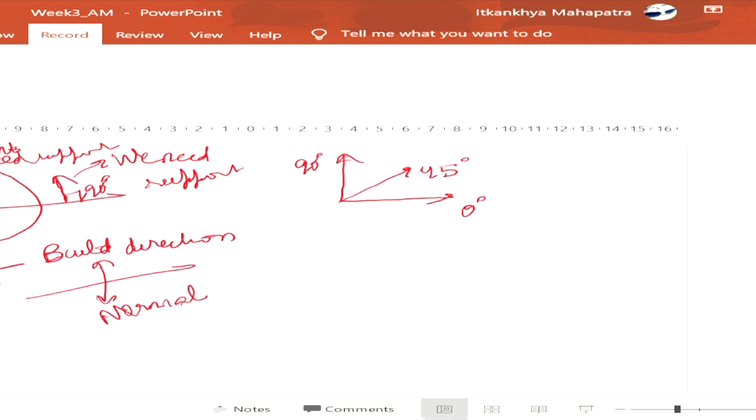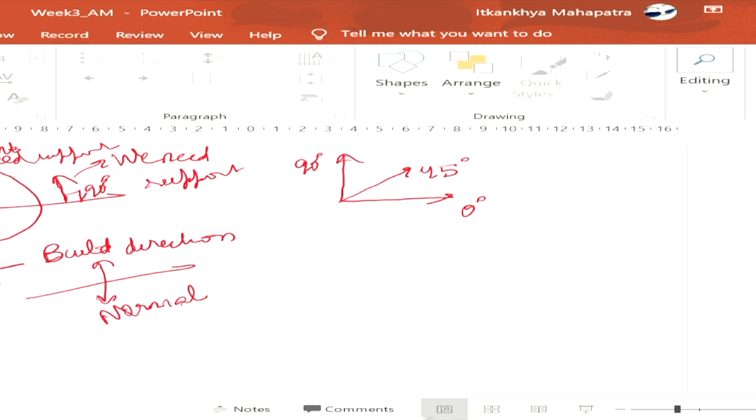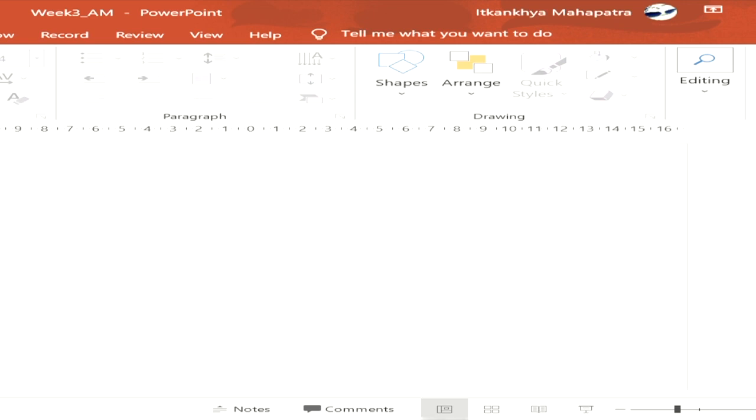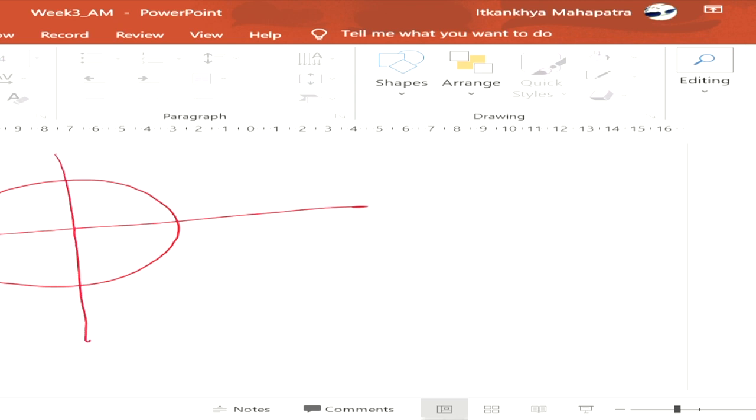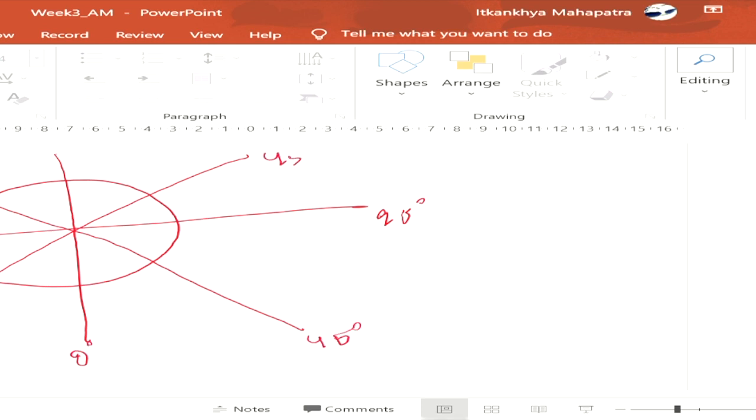Now we'll again divide the sphere into more parts. Consider this the sphere. Earlier we divided into 4 parts. Now we'll again divide into 8 parts. Okay. Now here this is 90 degree, 0 degree, 45 degree, 45 degree, 0 degree, 45 degree, 90 degree, 45 degree.